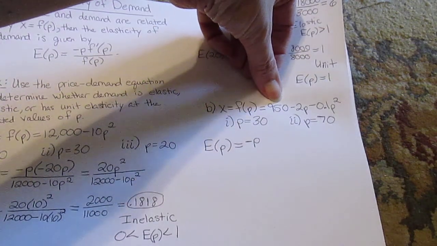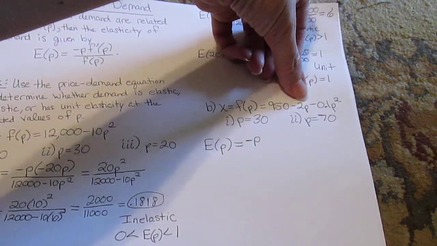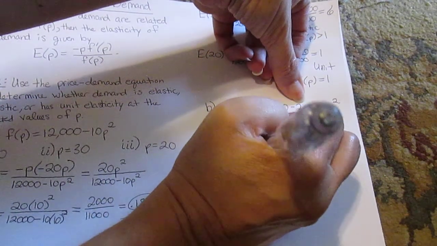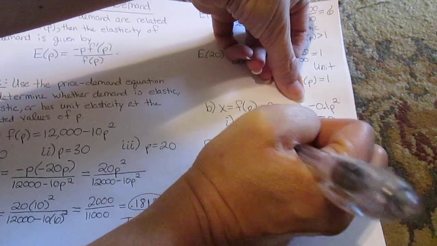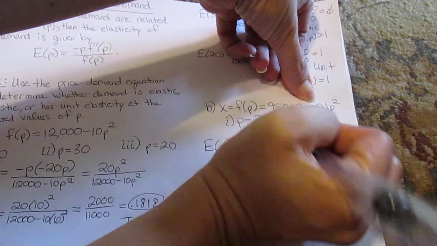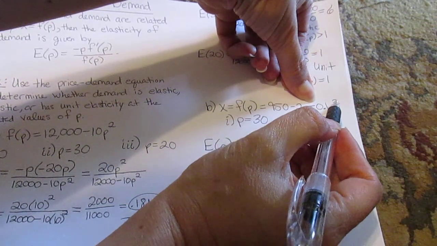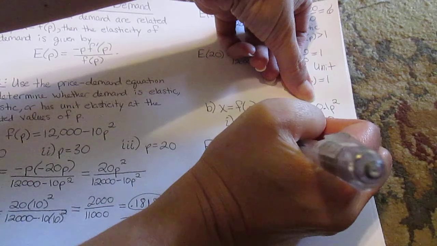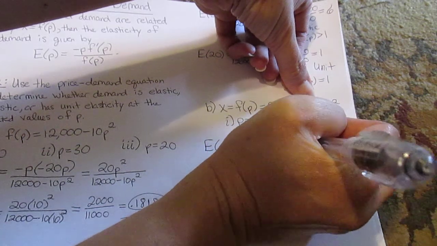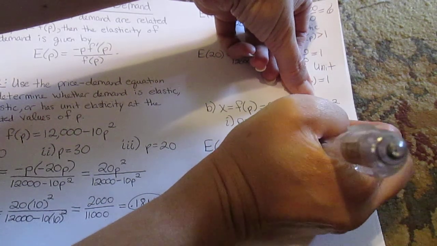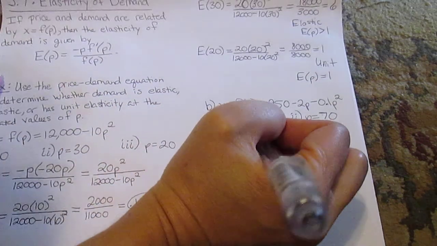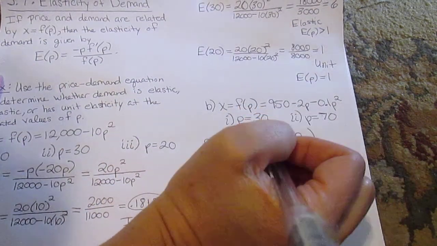Again, the derivative of a constant is 0. The derivative of this would be negative 2 minus, okay, here we can do the power rule, so bring the 2 down. 2 times 0.1 is 0.2 p, and subtract 1 will give me a power of 1. All over the original function.